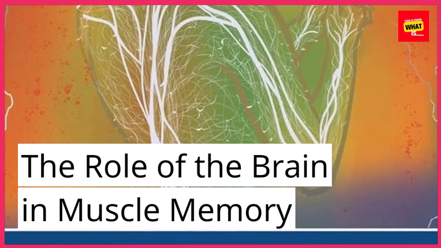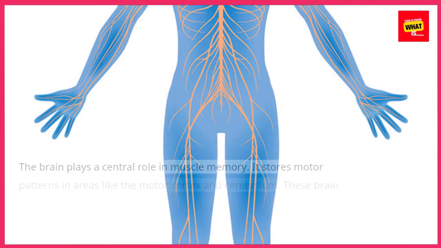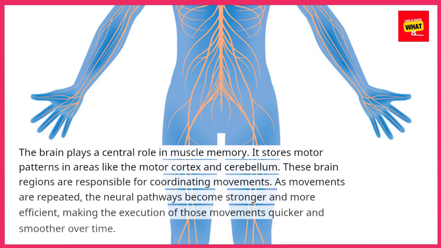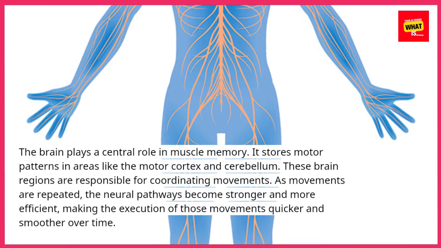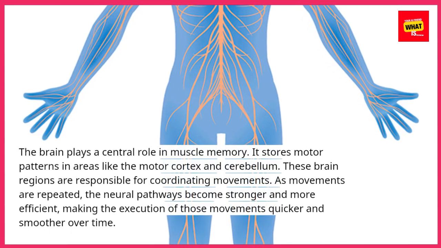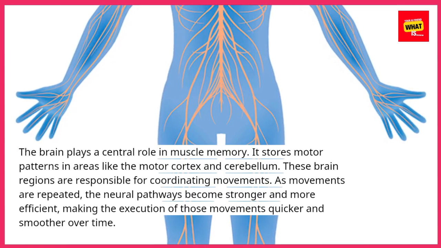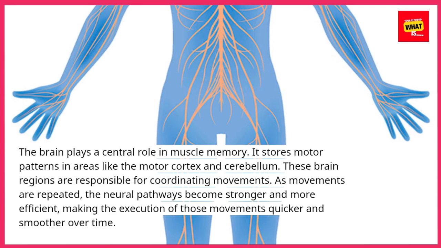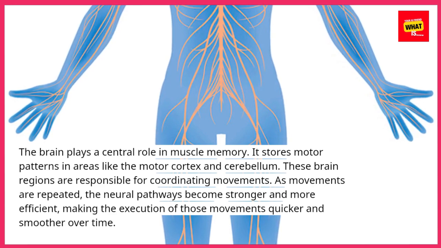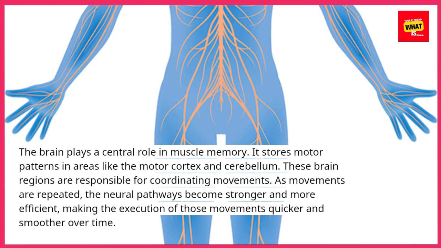The role of the brain in muscle memory. The brain plays a central role in muscle memory. It stores motor patterns in areas like the motor cortex and cerebellum. These brain regions are responsible for coordinating movements. As movements are repeated, the neural pathways become stronger and more efficient, making the execution of those movements quicker and smoother over time.